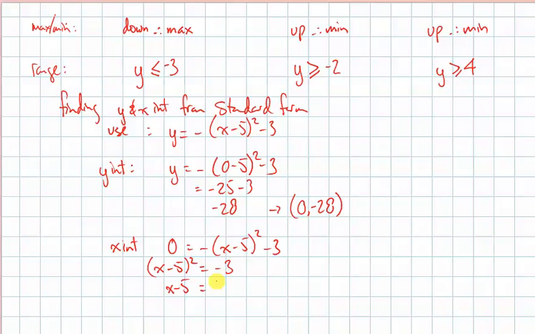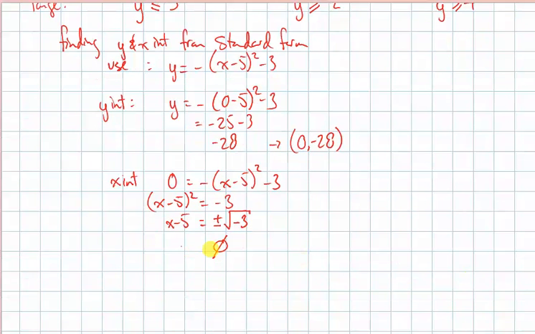The right side will need to be either a positive or a negative result, because remember, a positive thing squared gives a positive result, and a negative thing squared gives a positive result. So there's always two roots. So it's plus or minus the root of negative 3. But wait, we can't take the square root of a negative, so this is not defined. There are no values, and what that means is there are no x-intercepts.